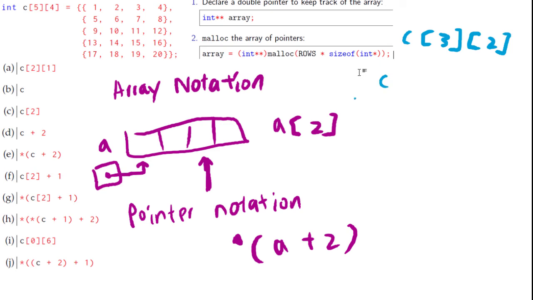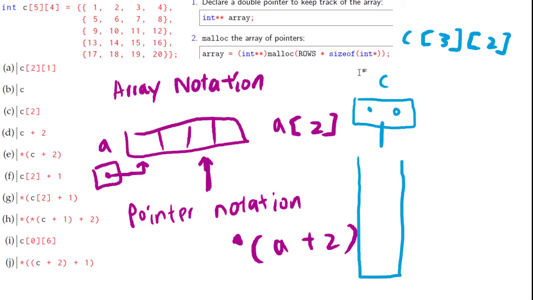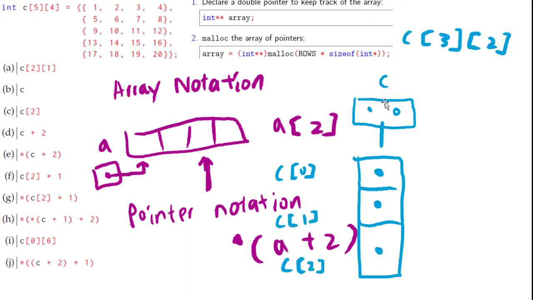Our C will be a double pointer. This double pointer is going to point to 3 integer pointers: 1, 2, 3. This is an integer pointer, this integer pointer, this integer pointer. This is the left part, C0. And this is C1, and this is C2. Afterwards, all you need to do is allocate the columns, because this is not finished yet.